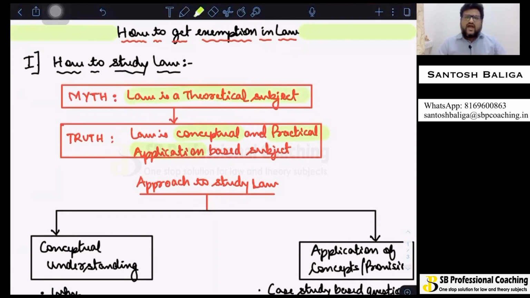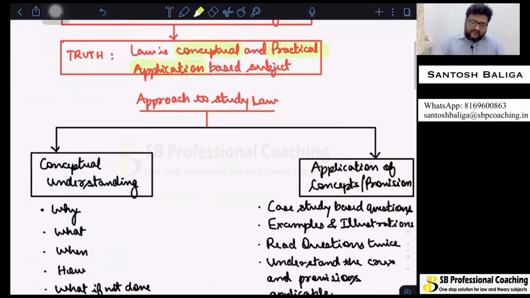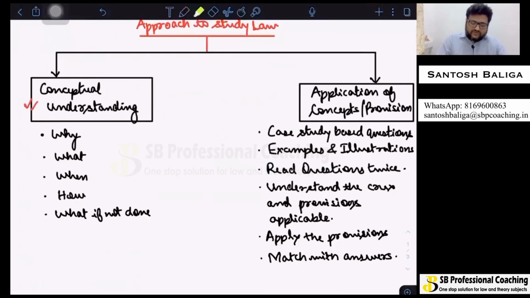Let us look into it. I have bifurcated this approach into 4 steps, at least 4 steps. The 2 most important steps, which are the foundation of studying law, is first, conceptual clarity. You need to have conceptual clarity or conceptual understanding of the Companies Act or any law that you are studying. How do you get this conceptual understanding? Just by plain reading, would you get a conceptual understanding?